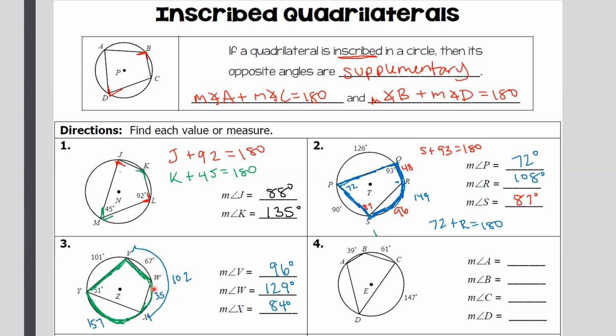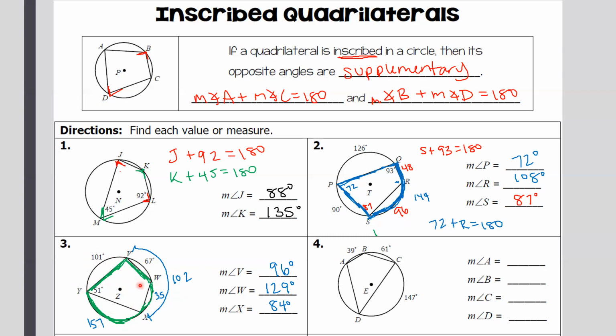So then I could say, okay, well, the whole entire circle has to be 360. If I know this piece is 35 and this piece is 67 and this piece is 101, then I can subtract all of that from 360 to tell me the last missing arc, and that's 157. So now I know the measure of all of the arcs. I can find the measure of the angles.